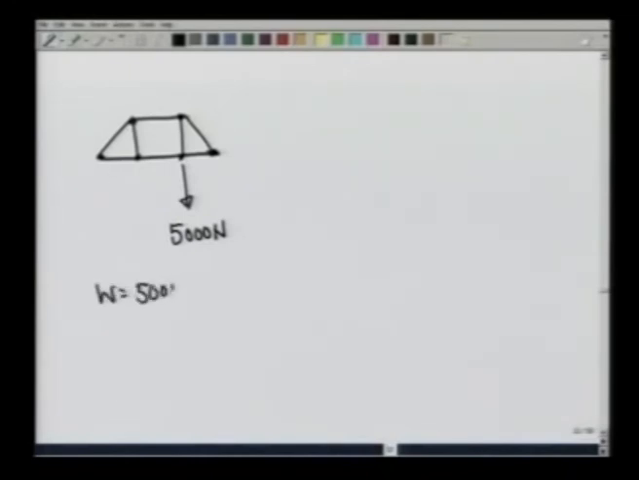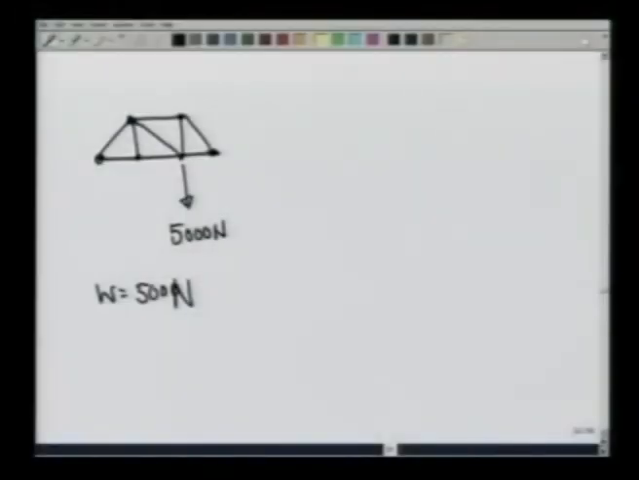Next question is, what happens if each of these members, in addition to this load, had weight themselves? So, here is a load of 5,000 newtons, if each member, let us say, had a weight of 500 newtons. In that case, as I remarked earlier, what we would do is divide this weight equally at each point. Thus, pin A would carry the weight of member AB, which is 250, and member AF, which is 250, an additional weight of 500 newtons.